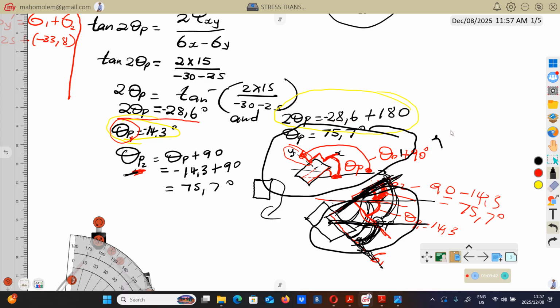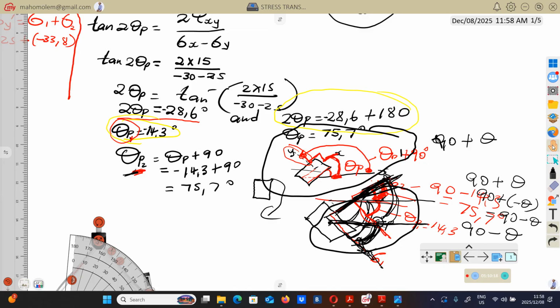90 plus theta. For clockwise, we'll have 90 minus theta. But we don't have to worry about this. You can always stick to 90 plus theta. But since here for clockwise we will have negative theta, clockwise means that the theta is negative. Then we'll have positive by negative, then we'll have negative theta. So now you have two angles, you have two stresses.